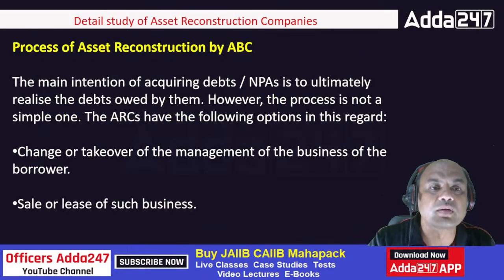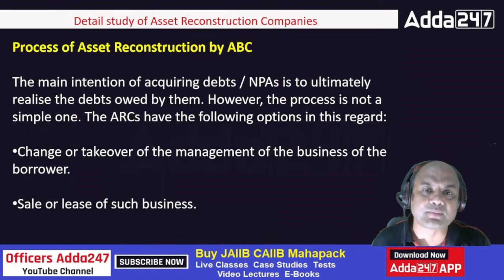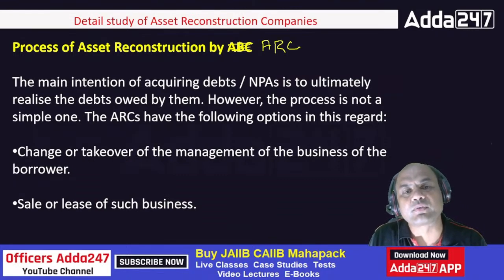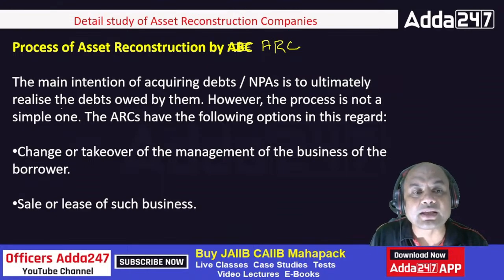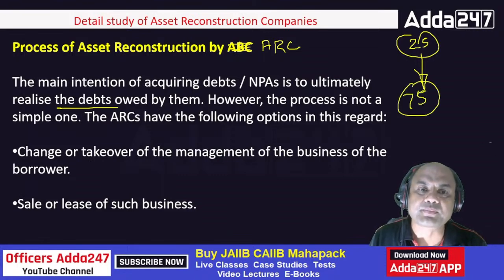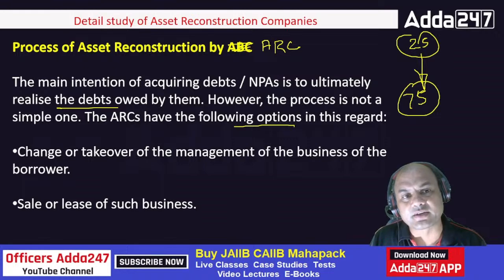Okay. The process of the asset reconstruction company. By the ARC, the main intention of acquiring NPA debts is to ultimately realize the debts. Realize the debts means, whatever it is acquired at, let's say 25 crores, it has to get at least 75 crores from this. If the ARC gets 75, then only it will have profit. However, the process is not a simple one. The ARCs have the following options in this regard. What are the options? Let's see that.